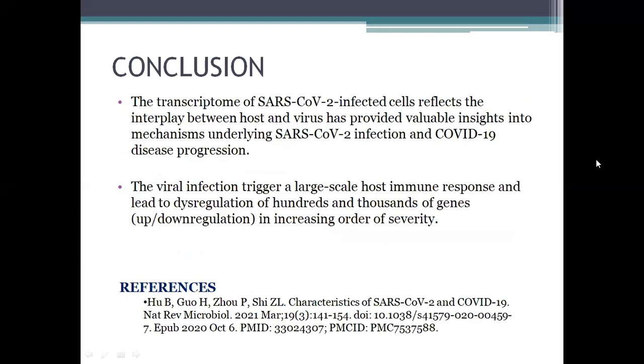So to conclude, I would like to say that the transcriptomic analysis showed that the transcriptome of SARS-CoV-2 infected cells reflected the interplay between host and virus, which can provide valuable insights into mechanisms underlying SARS-CoV infection development and COVID-19 disease progression. The viral infection triggers a large-scale host immune response and leads to the upregulation and downregulation of hundreds and thousands of genes of increasing order of severity according to the types of pathways that are involved.